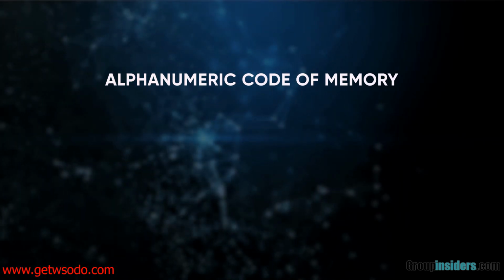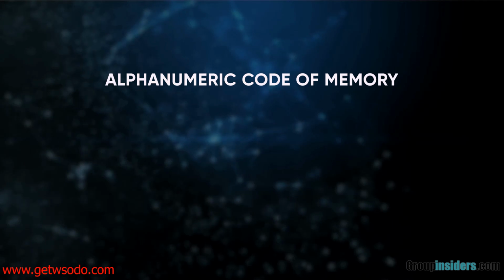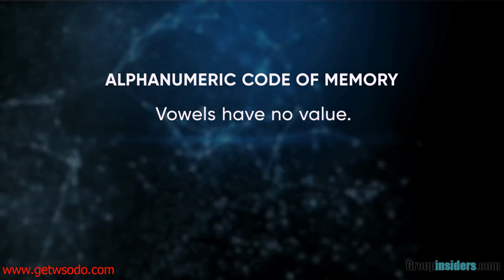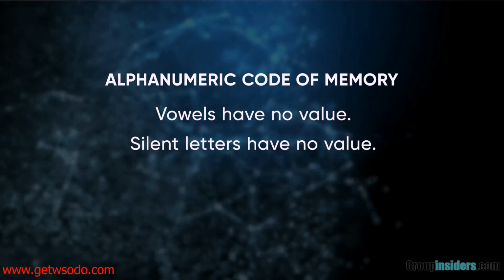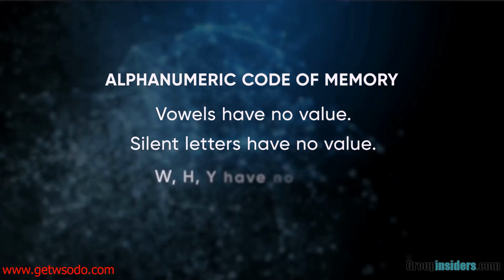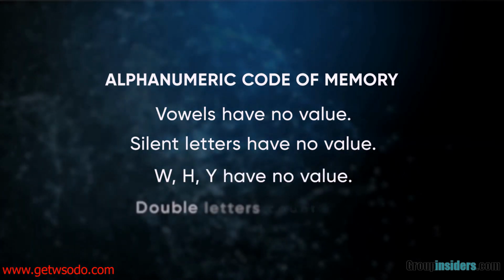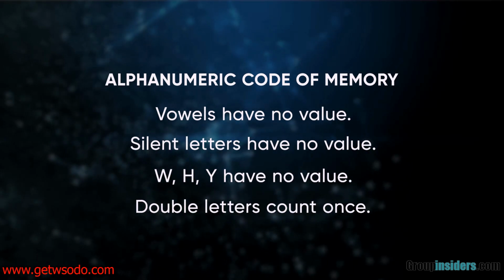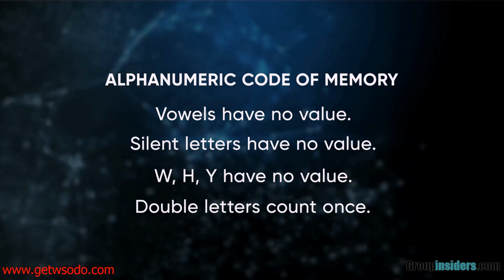Now, there were some exceptions here and some other rules. The vowels have no value. Silent letters have no value. The letters W, H, and Y have no value. Double letters equal single value. So if you have 2 of the same letters together, it only counts as 1.